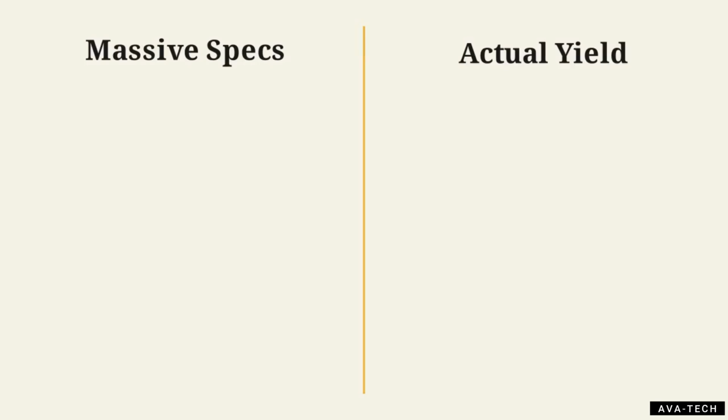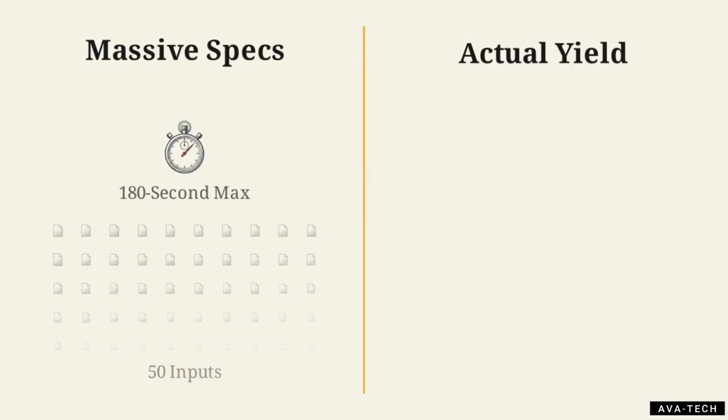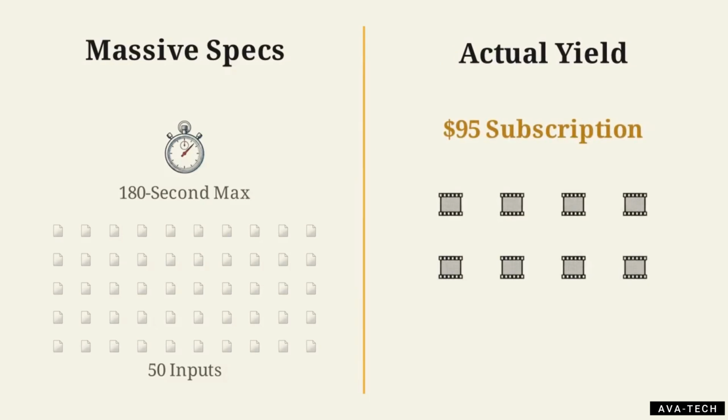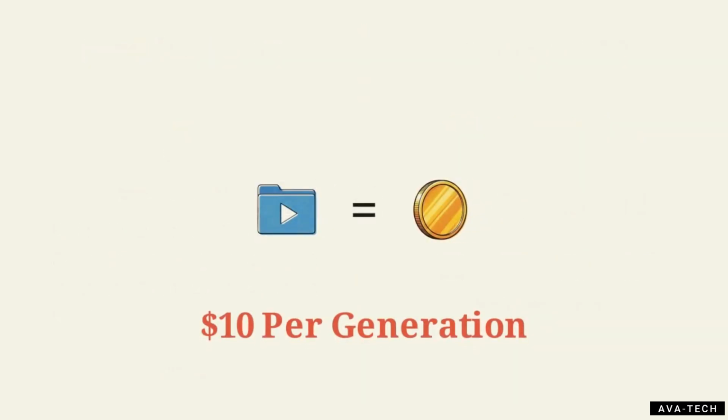To access these premium features, you're looking at a subscription cost of $95 a month. This diagram breaks down that cost reality. On the left, massive specs with 180-second maximums and 50 inputs. But on the right is the actual yield. For $95, you receive roughly 8 generations. Do the math. Each standard generation costs you $10.